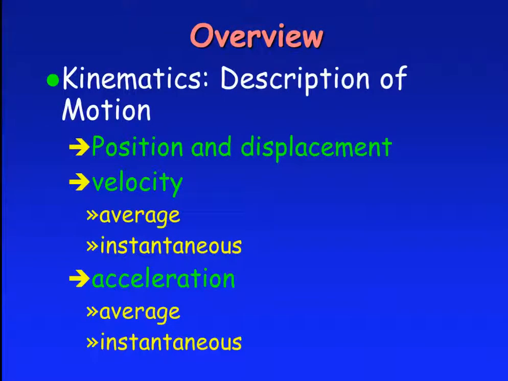We're going to start with an overview of what kinematics is. It's a description of motion, and some of the terms that you're going to be seeing are position and displacement. We will distinguish between those. Velocity, both average and instantaneous, and acceleration, average and instantaneous.